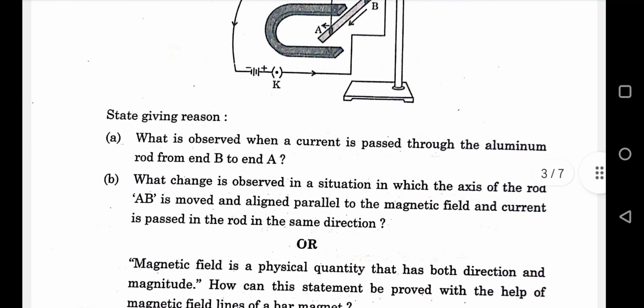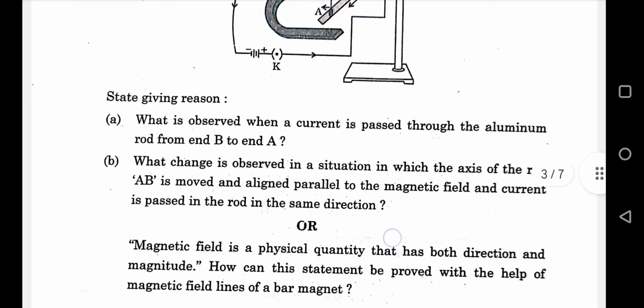What change is observed in a situation in which the axis of the rod AB is moved and aligned parallel to the magnetic field, and current is passed in the rod in the same direction? It is parallel. Parallel means 0 degree or 180 degree, and if it is 0 degree or 180 degree, that means there is no force applied on that rod.